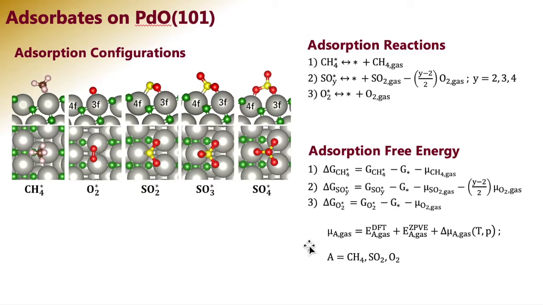The chemical potentials mu of gas phase species were computed by adding the DFT calculated total energy, the zero-point vibrational energy, and the temperature and pressure dependent parts of the chemical potential. The temperature dependence of free energies for the condensed phases was shown to have no significant impact on constructing phase diagrams and is thus ignored in this calculation.